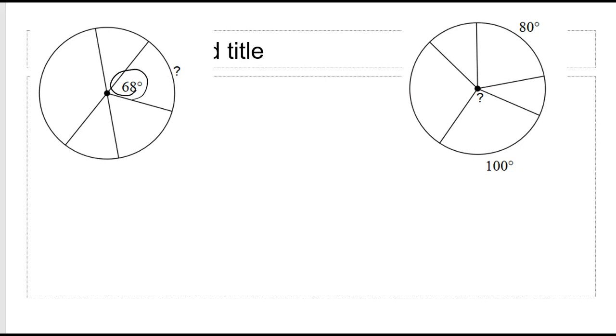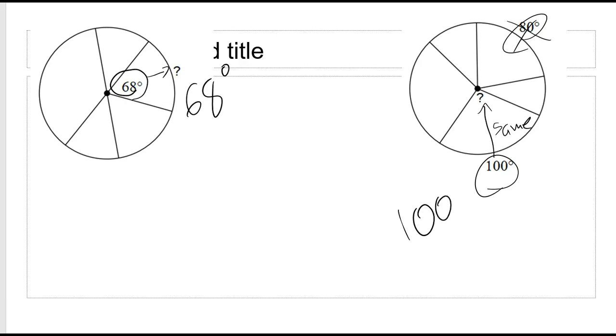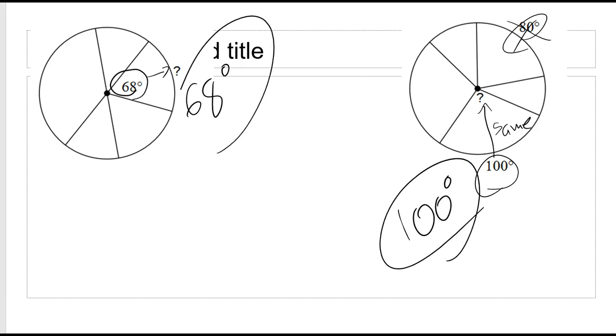So we have an angle right here, 68. All it wants to know is that arc right there. So that has to be 68 degrees. Pretty simple. Here they gave us 80. We don't need to know that number. But also, if I know the arc, I can go back to the angle. So guys, to go from here, it's just the same. So this is 100 right there. So 100 on the right, 68 on the left.